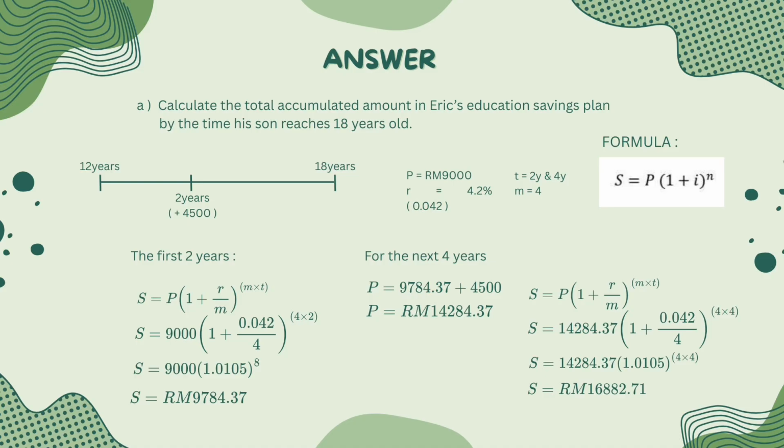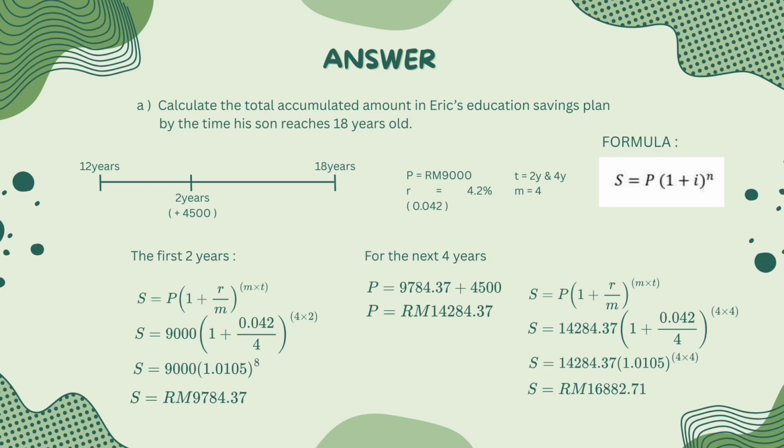So Eric has deposited the 9,000 and it grows for 2 years with the rate 4.2% compounded quarterly. Before we calculate that in the formula, I will explain I and N in the formula. So I is the interest rate per interval, I equals R per M, and N is the number of times interest is compounded throughout the term, N equals M multiplied by T.